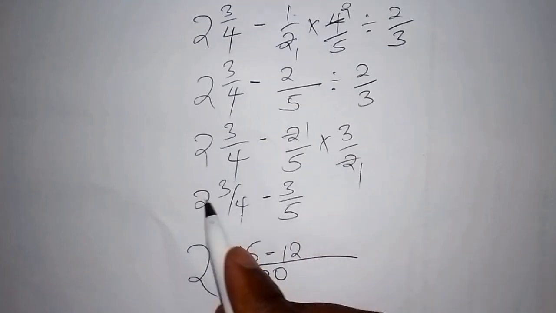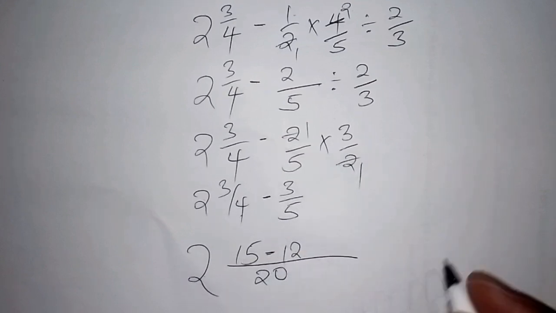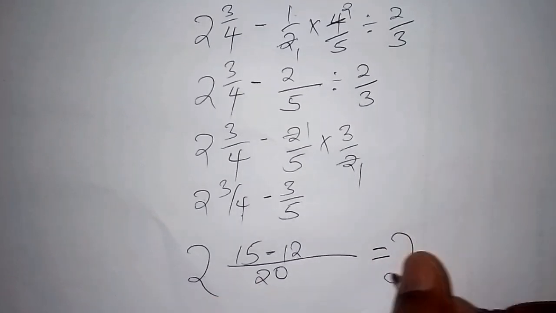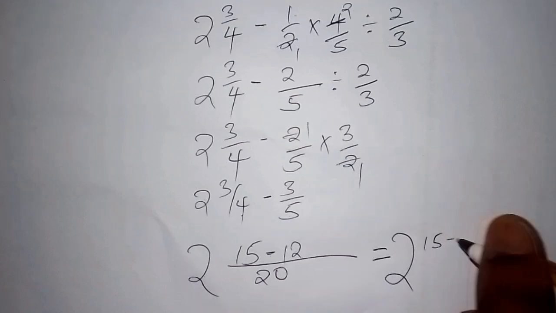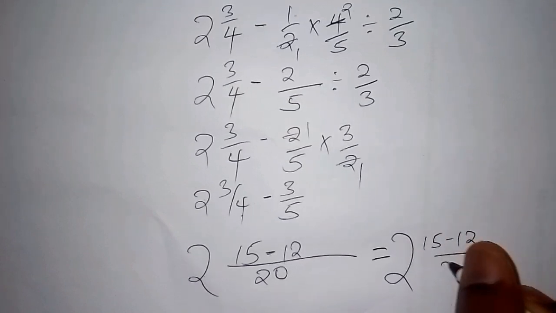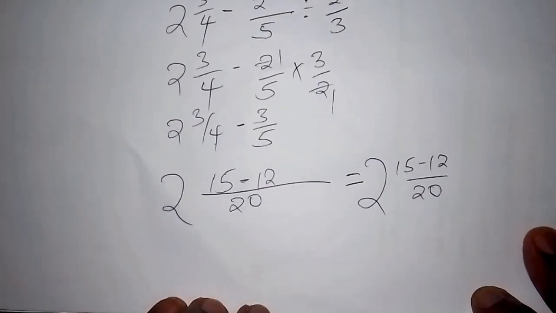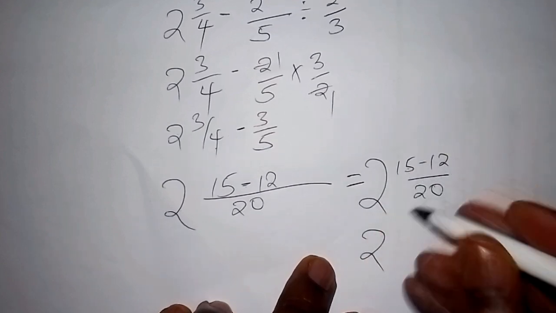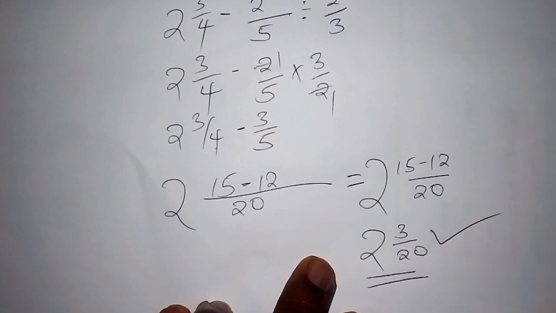Remember we had 2 whole, and this 12 will be put on this other side. Now we have 15 minus 12, and 15 minus 12, our result is 3. We carry 2 whole with us. So now when you work it out, we have 2 whole, then 15 minus 12 is 3 out of 20. So that now becomes our correct answer.